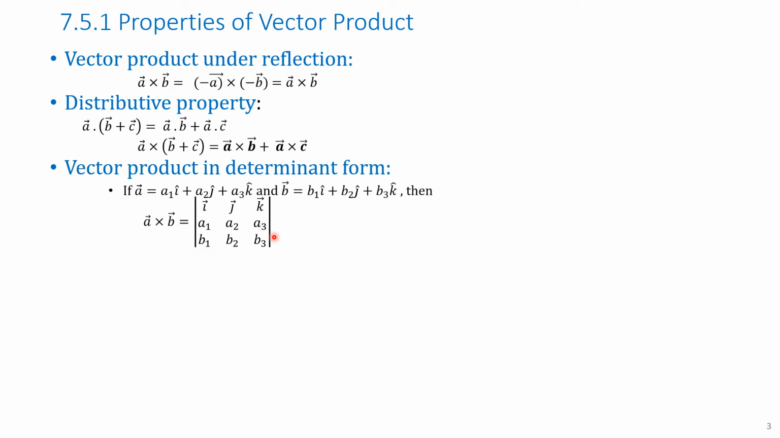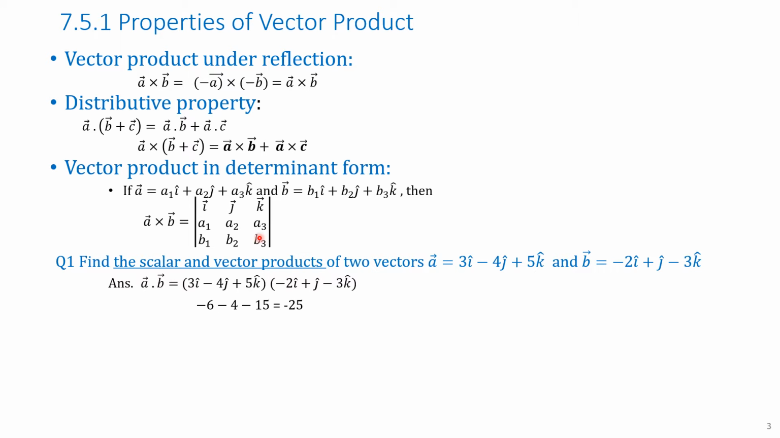Let us take one example to understand the scalar and vector products of two vectors. Let A be equal to 3i minus 4j plus 5k and B is equal to minus 2i plus j minus 3k. Now, two vectors are given. First step, we will find the scalar product or dot product. Therefore, vector A dot vector B is equal to (3i minus 4j plus 5k) dot (minus 2i plus j minus 3k). So multiplying, we get minus 6, minus 4 and minus 15.